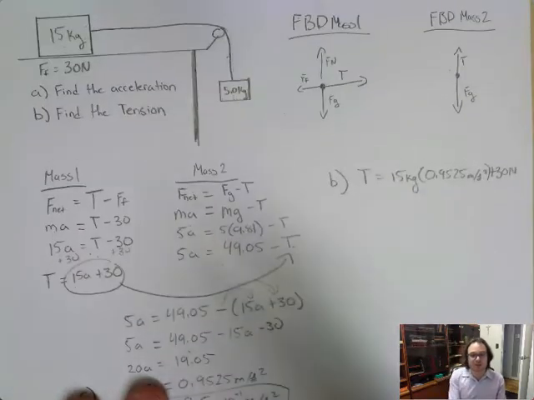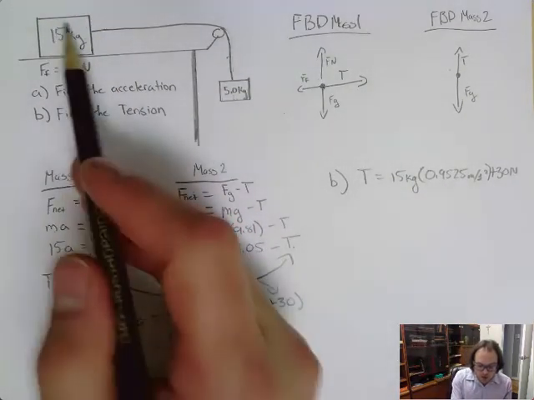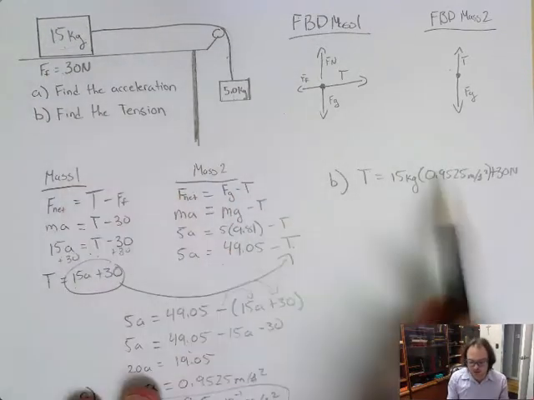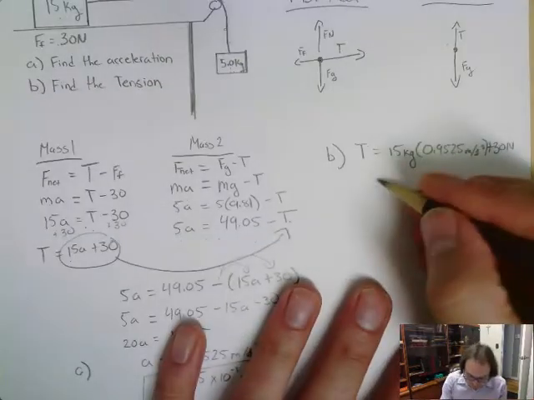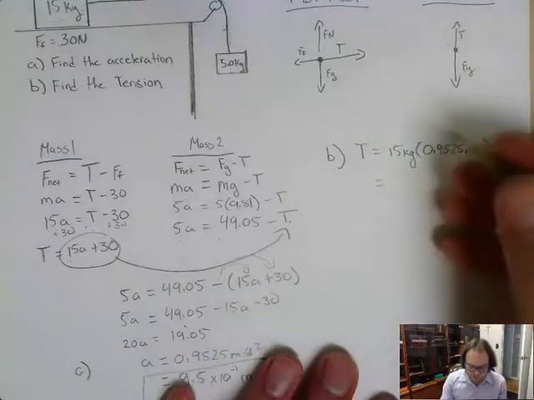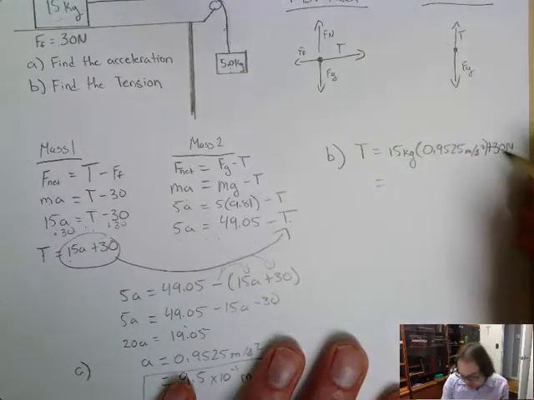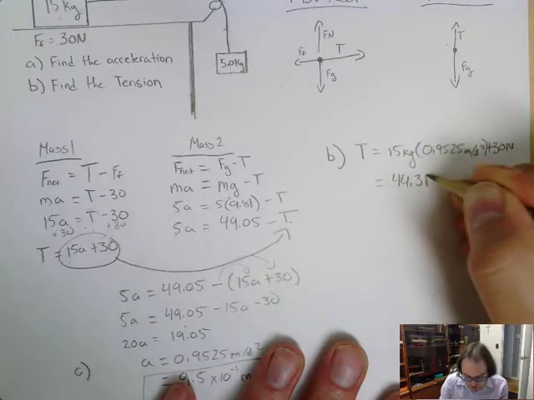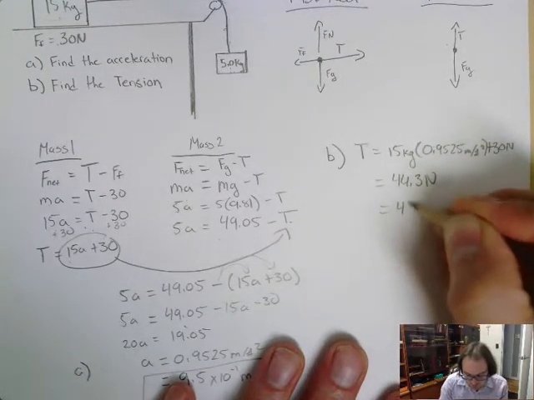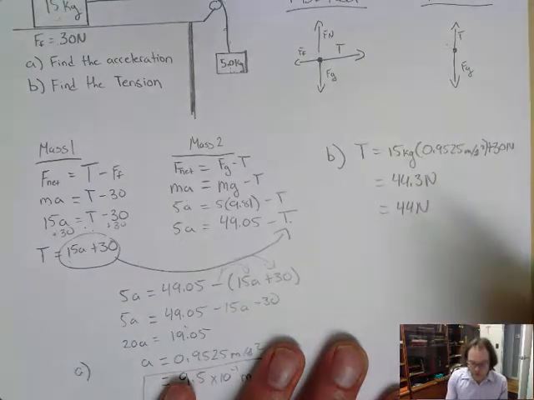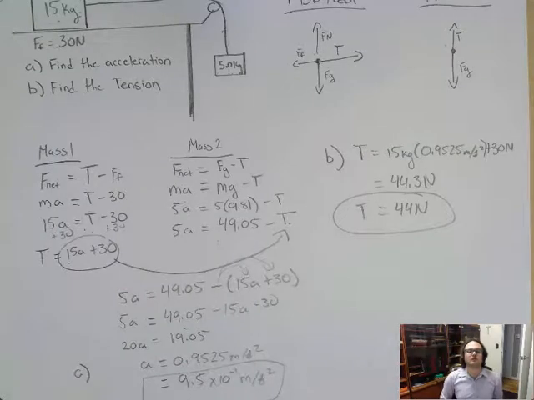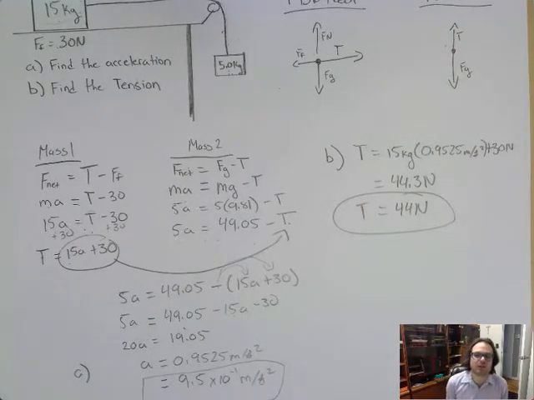And that makes sense. My tension must overcome both the mass of this and the force of friction, and that's what gives me my acceleration. So I multiply these together, and then add, and I'm going to end up getting 44.3 newtons. So in other words, we get 44 newtons in total. So that is B. My tension in the rope is 44 newtons. So that is how we solve one of these questions based on Newton's second law.